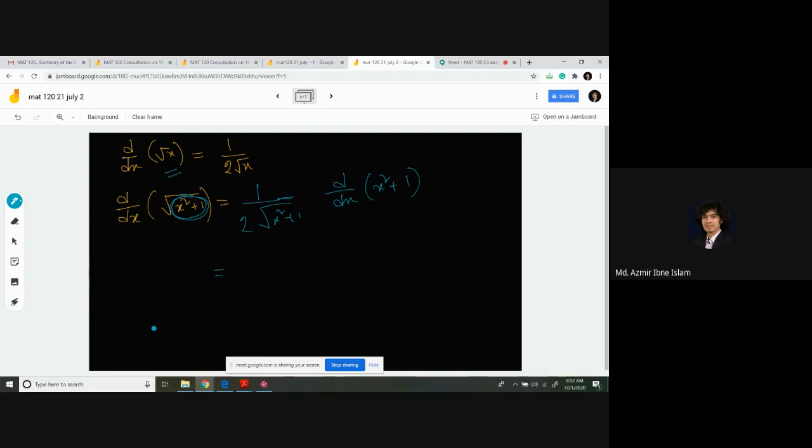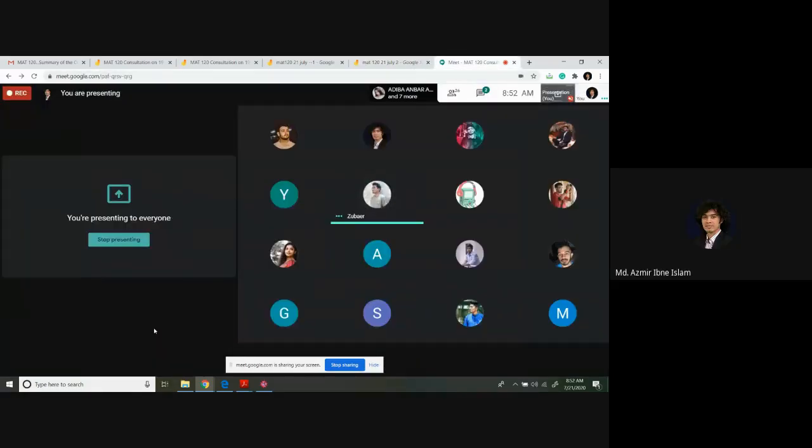So 1 over 2 root over x squared plus 1, and from here we are getting 2x. Differentiation of x squared is 2x and differentiation of 1 is 0. Finally 2 and 2 can be cancelled. We are getting x over root over x squared plus 1. Is that okay? You can also go this way. Yes, sir. I got it, sir. Okay, sir, so next question.